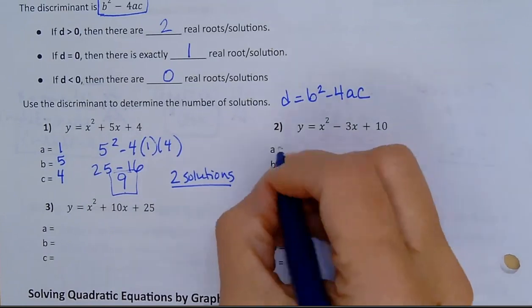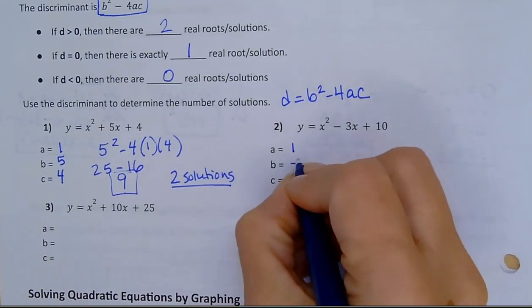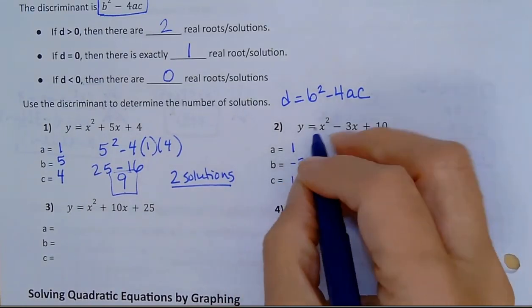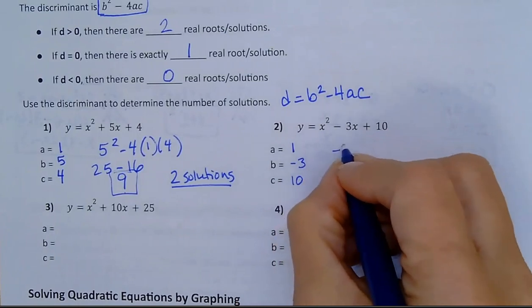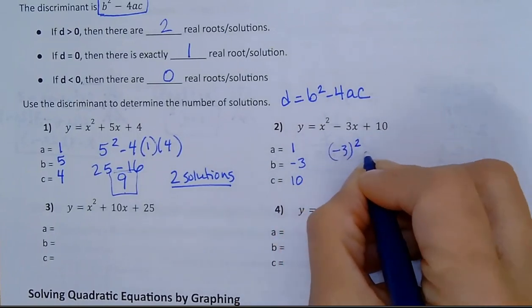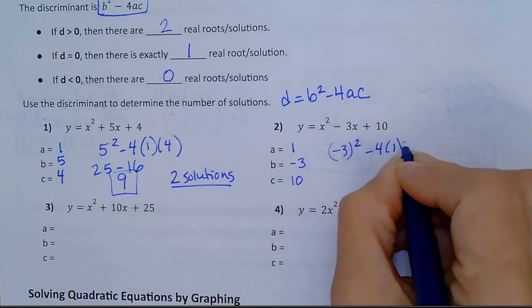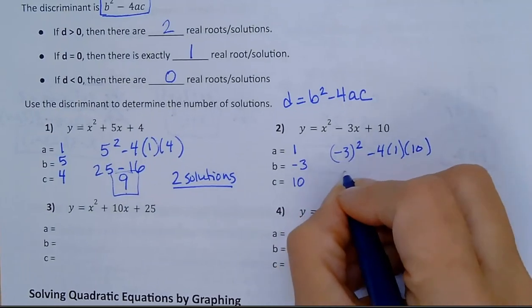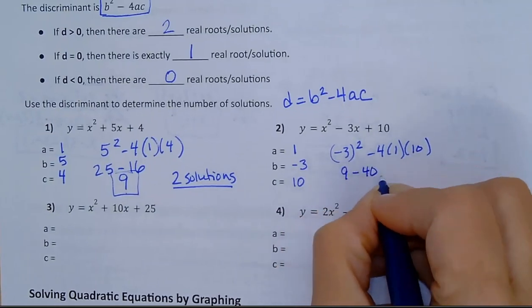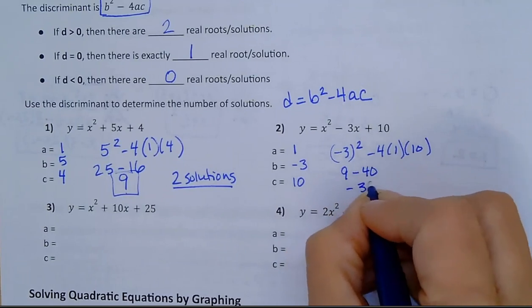Okay, over here, a is 1, b is negative 3, c is 10. So my discriminant is going to be b squared, use parentheses, minus 4ac. So I have 9 minus 40, so I have negative 31.